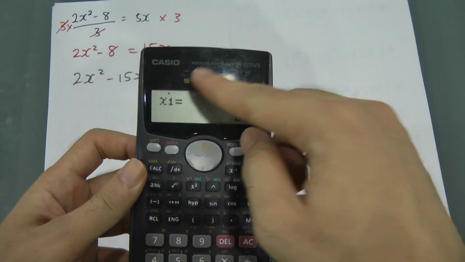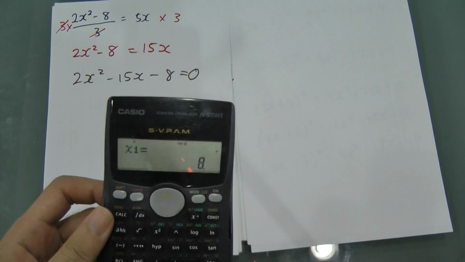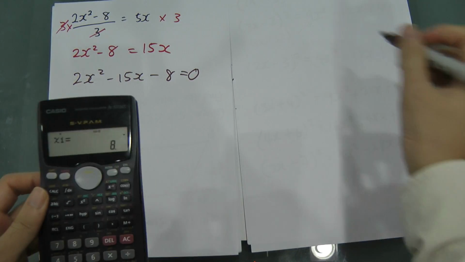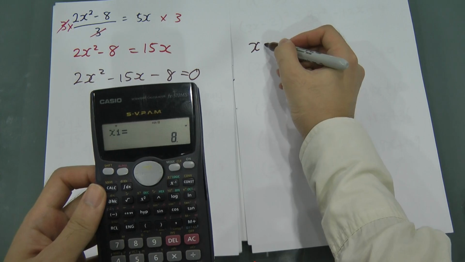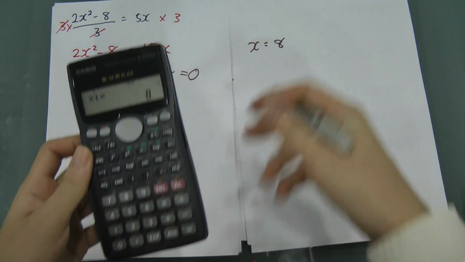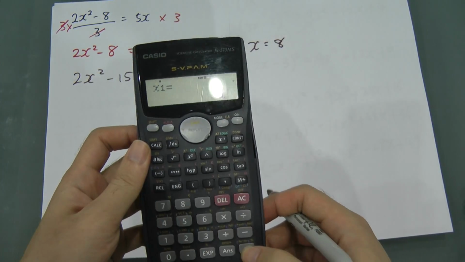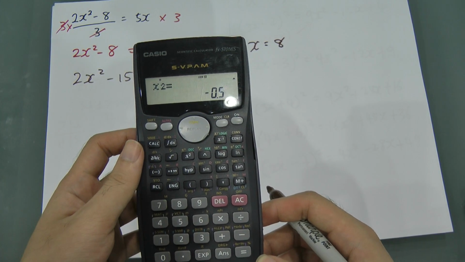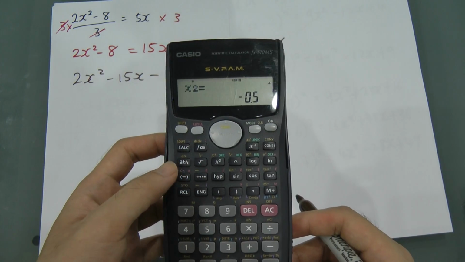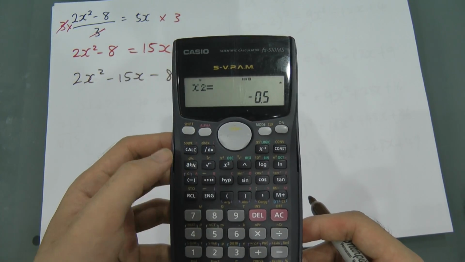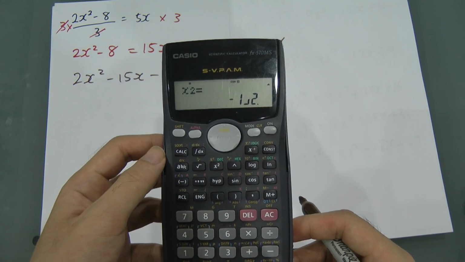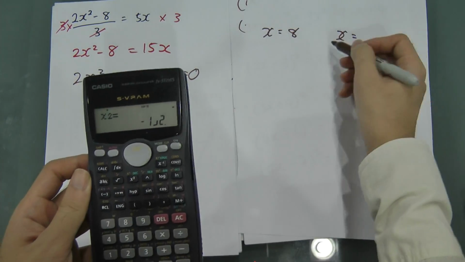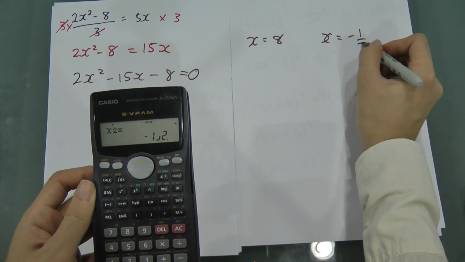Okay, the first answer it shows is x. It writes x1, which means first answer. So the first answer I got here, x1, is equal to 8. And then I press equal again. I want to get the second answer. Okay, and then x2 is equal to negative 0.5. I want it in a fraction form, so I press this button. Press this button, it will equal negative 1 over 2. Therefore, another x will equal negative 1 over 2.